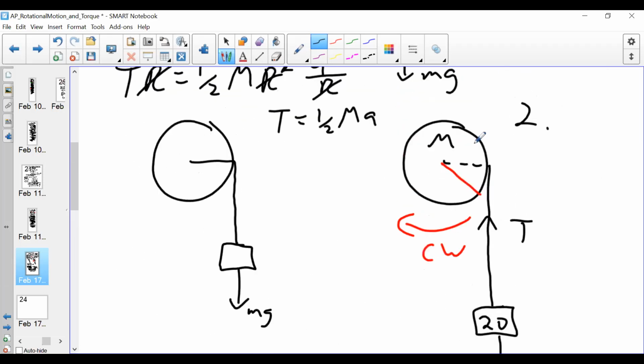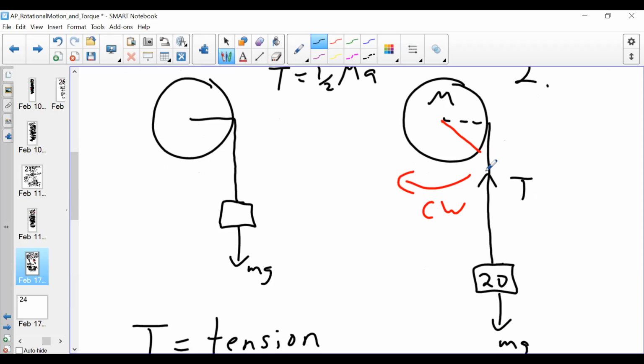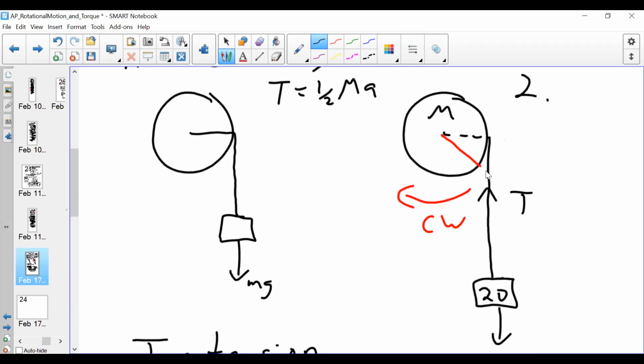Okay, let's do the same thing. Let's go back to our original stuff. Let's get our force equation and our torque equation for this question 2 here, or scenario 2.